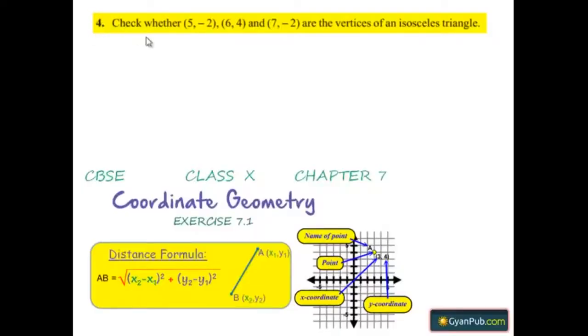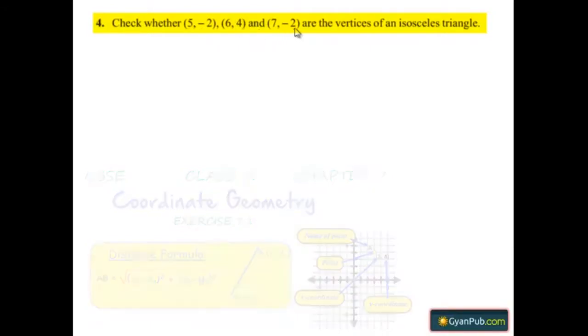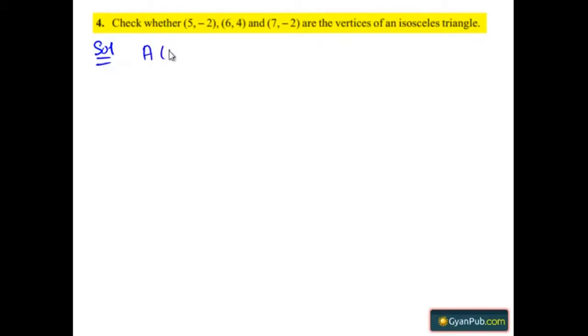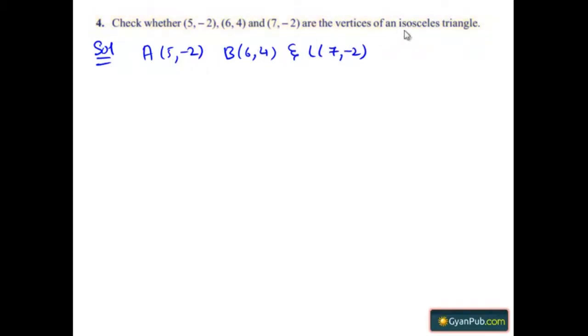Coming to the fourth question, check whether (5, -2), (6, 4) and (7, -2) are the vertices of an isosceles triangle. Moving on to the solution, let the given points be A(5, -2), B(6, 4) and C(7, -2), which are the vertices of triangle ABC. Here, in this problem, we need to check whether the points A, B, C are the vertices of an isosceles triangle.